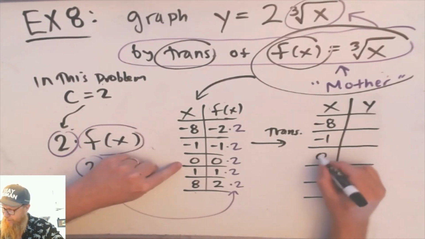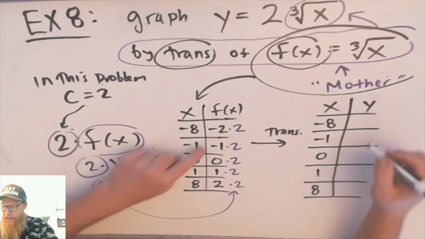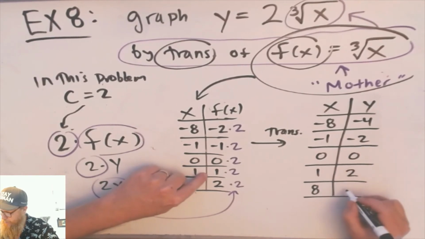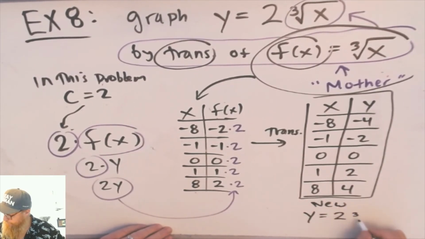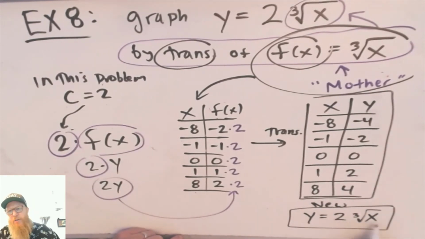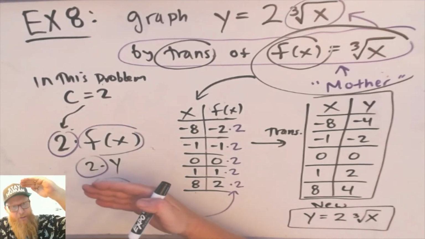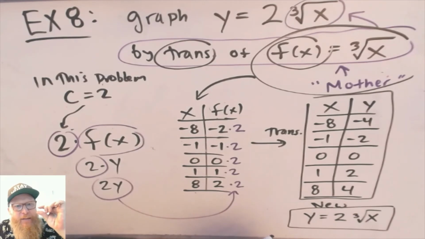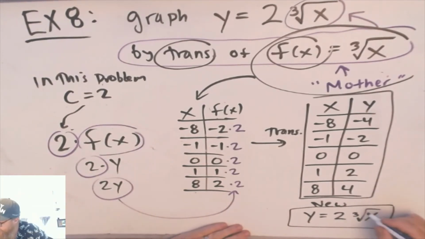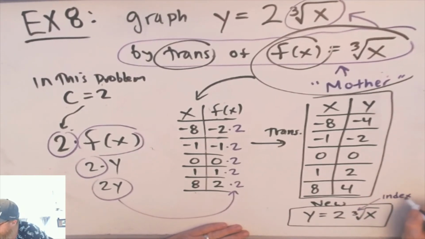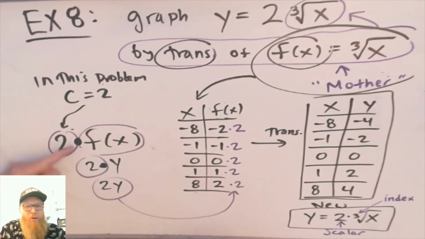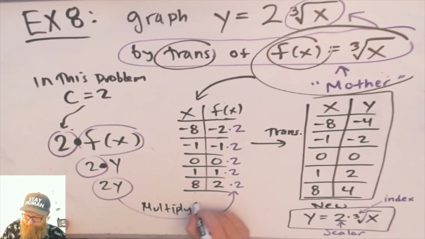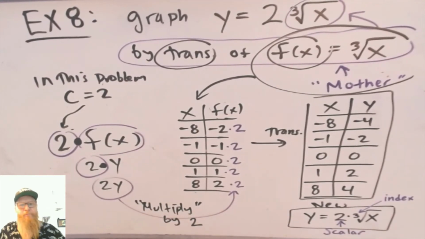So I got -8, -1, 0, 1, and 8. I have not affected the x values at all. I have affected only the y values. So this is your new graph. This is 2 cube root of x. Notice the 2 is a big 2. That's a scalar. The 3 is a little 3. That's called an index. I just have to say this because I want you to know the words. If you really like, you can put a dot right there so that it's very clear you are multiplying these things together. Multiply by 2, or whatever the scalar happens to be.